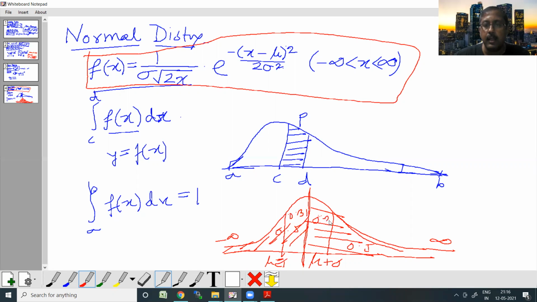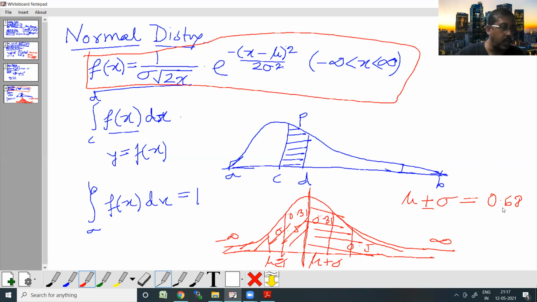Okay, now same way, if I move a little ahead, if I go mu plus 2 sigma and mu minus 2 sigma. So from mu plus minus sigma, if I just look at this range, the total area under the curve is going to be 0.68. Okay, so that's a substantial number.